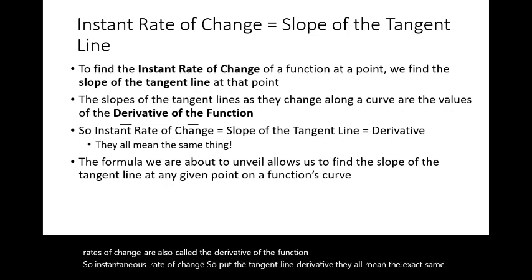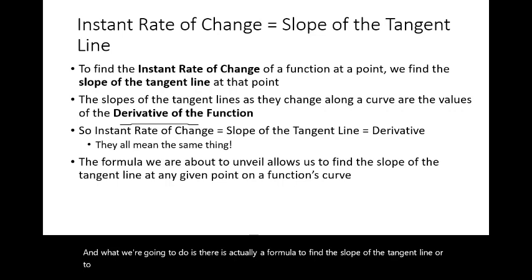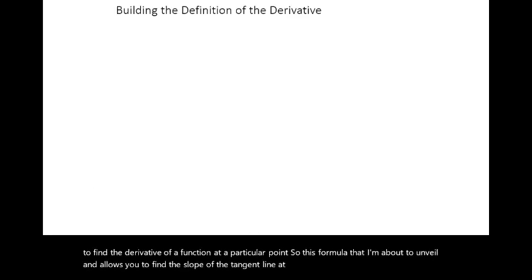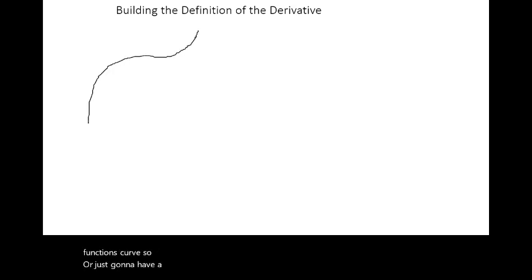And there is actually a formula to find the slope of the tangent line, or to find the derivative of a function at a particular point. This formula that I'm about to unveil allows you to find the slope of the tangent line at any point in the domain of a function on a function's curve. So we're just going to have a generic f of x here. I'm just going to have a visual.